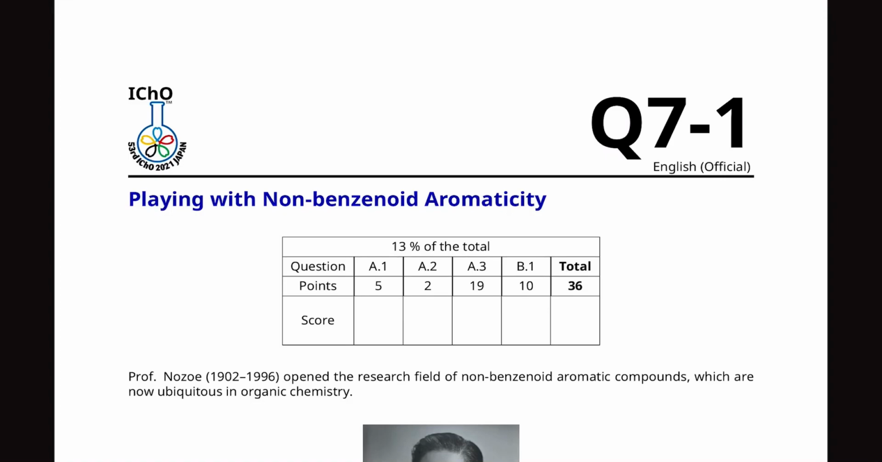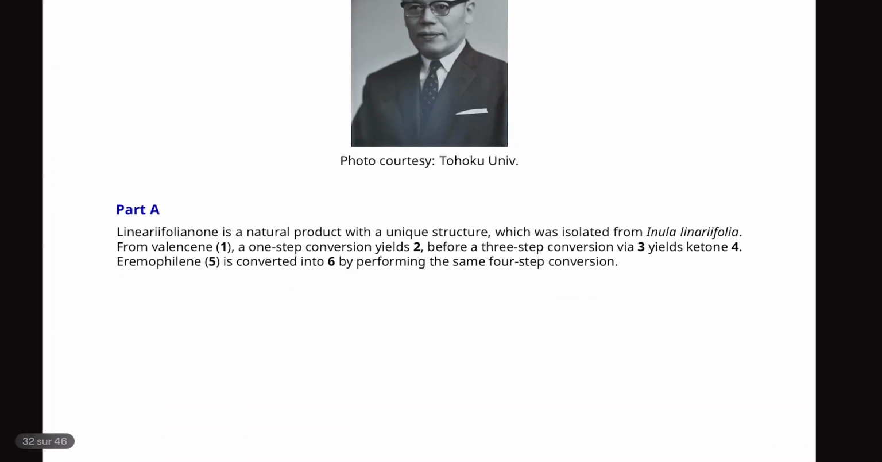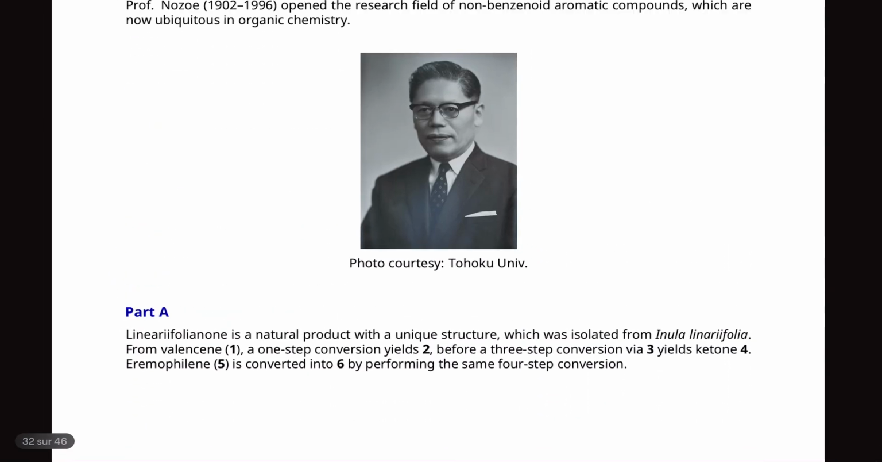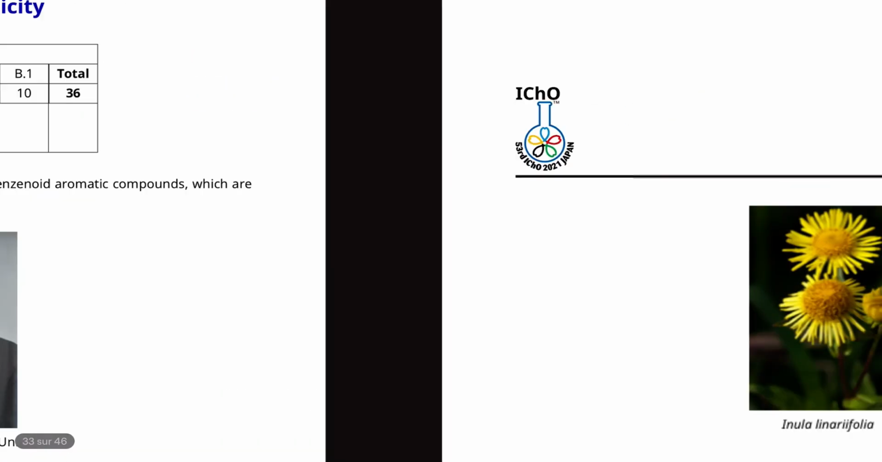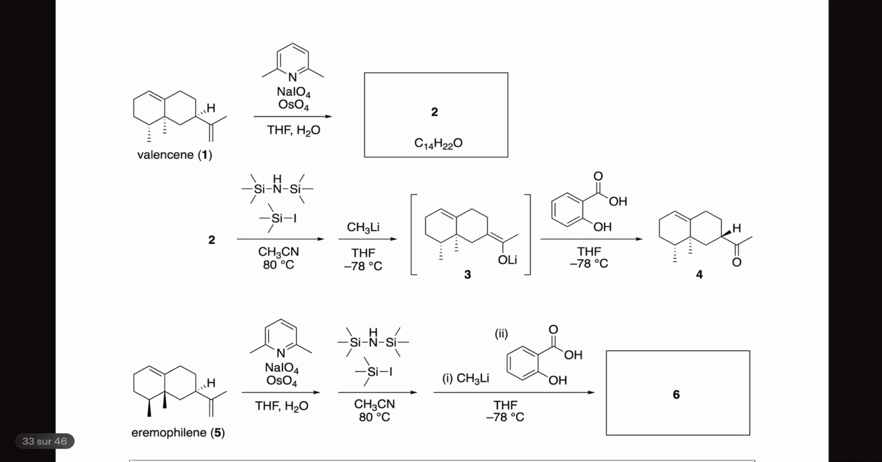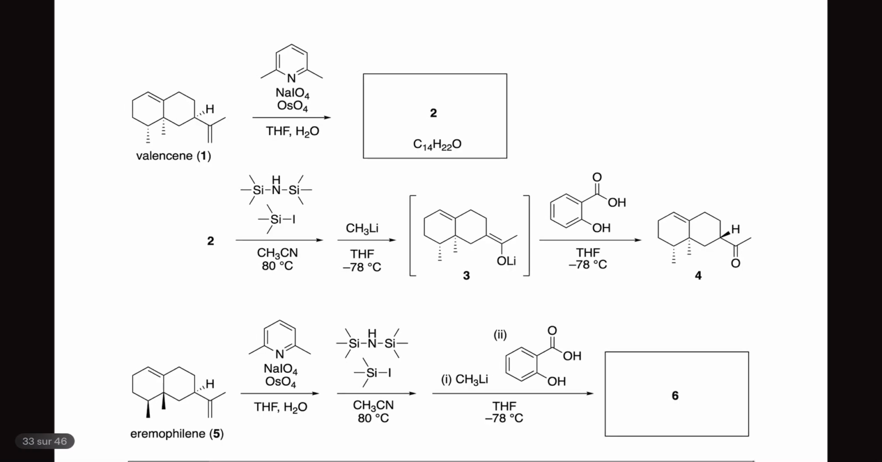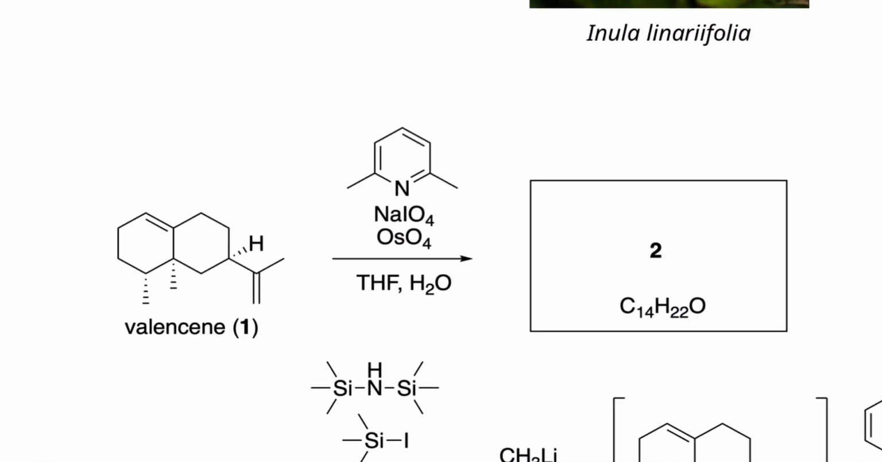Hello everyone and welcome back to another problem solving video where today we're going to be solving IChO 53, which is about non-benzenoid aromaticity. So they're just aromatics but not benzenes. We have this professor who researched non-benzenoid aromaticity, and then we have a small cute little scheme right here where we're asked to draw 2 and 6. So let's get into business.